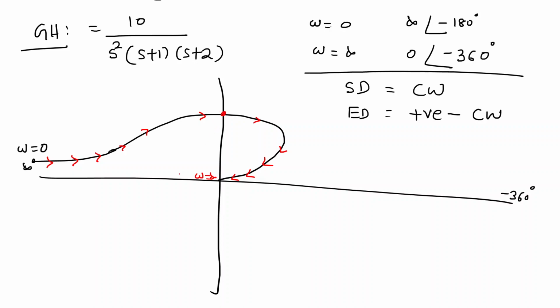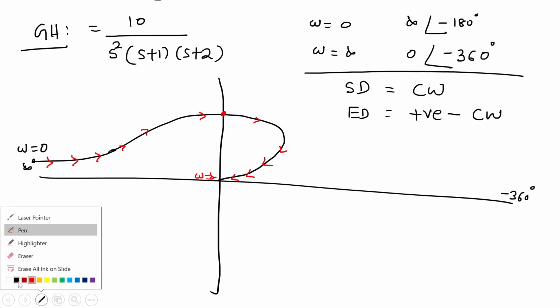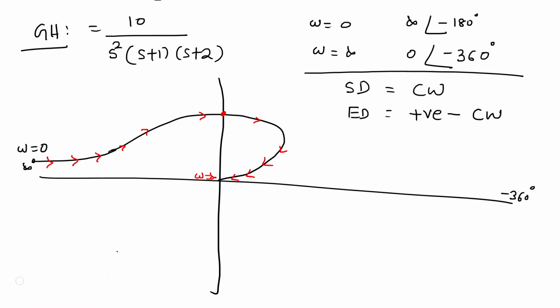So now you understand this polar plot. Now do the mirror image with respect to the x-axis, same below. Give the direction. The direction should be continuous.